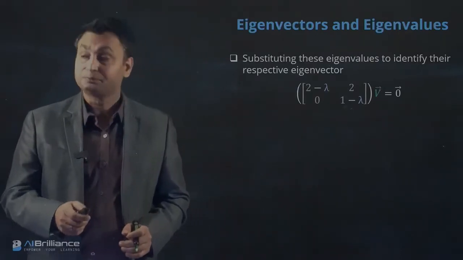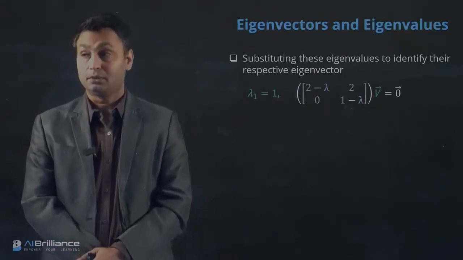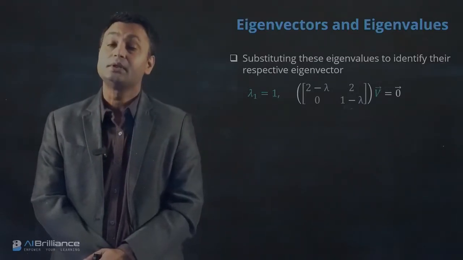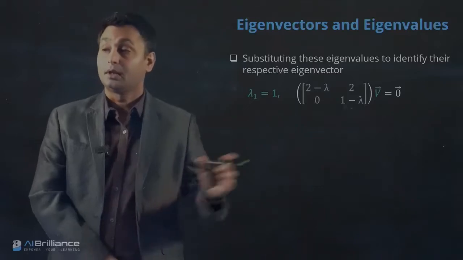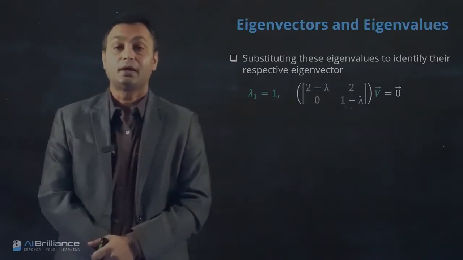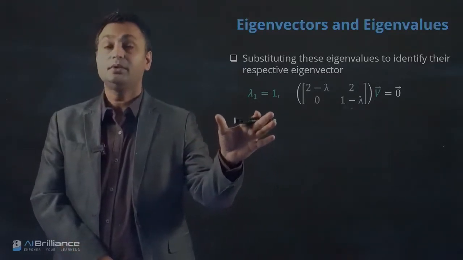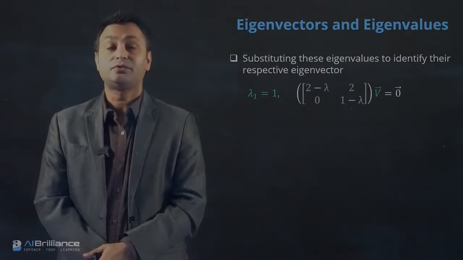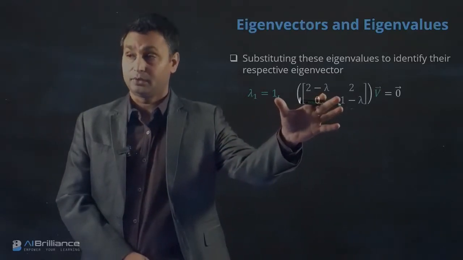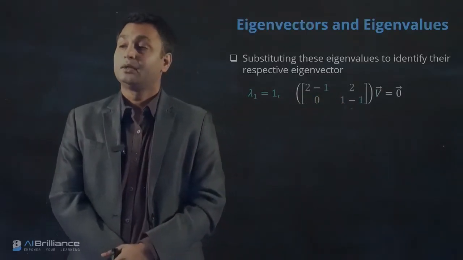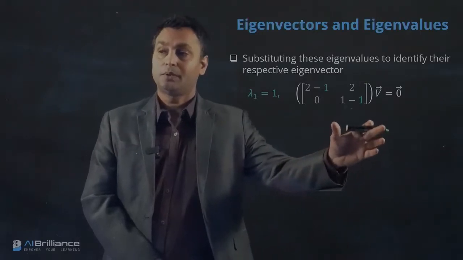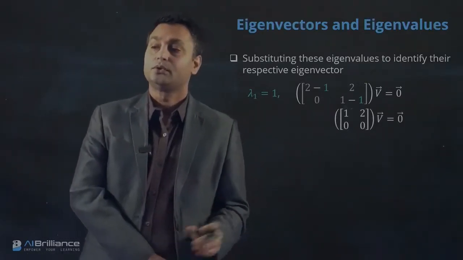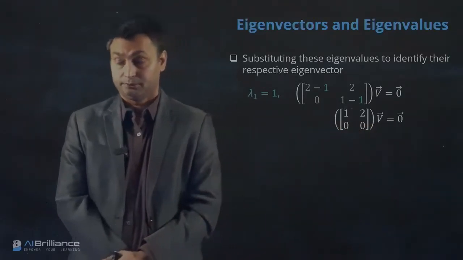So, for example, if I take lambda 1 equal to 1, which is an eigenvalue that we have found, let's see how we can use this along with this equation to find the vectors that correspond to lambda 1. The first thing we need to do is substitute this value of lambda in the overall equation. If you do that, this will become 2 minus 1 and 1 minus 1, and if you simplify this, the matrix will become 1, 2, 0, 0, multiplied by v, equal to 0.